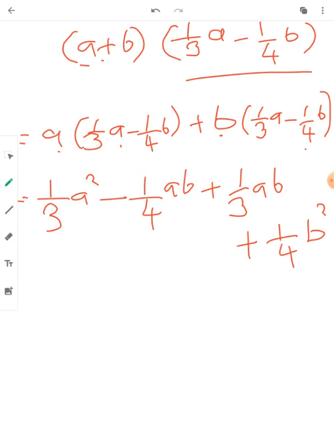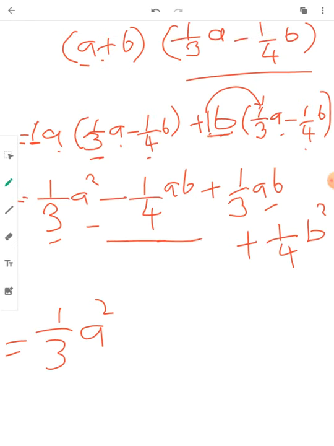So since we don't have any number here, that means 1 times 1/3 is 1/3. 1 times 1/4 is 1/4. Since I don't have anything, I can put 1 here. 1 times b is 1b or just b. 1 times 1/3 is 1/3 and b times a is ab. That's what I have got. Then there's no a squared. Just write 1/3 a squared. And here it's minus 1/4 ab and plus 1/3 ab.